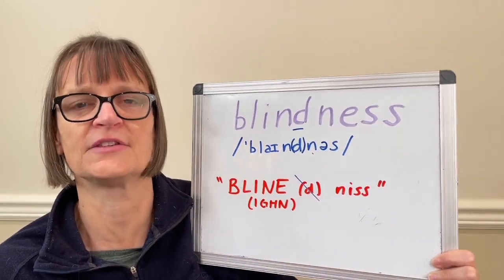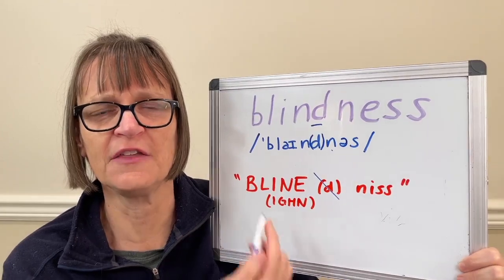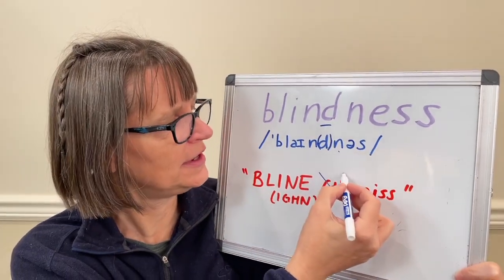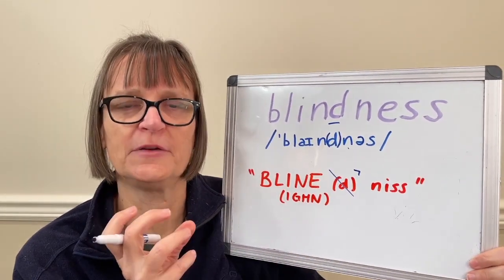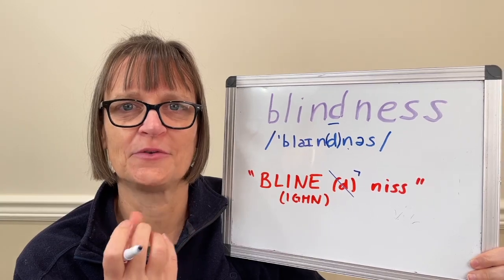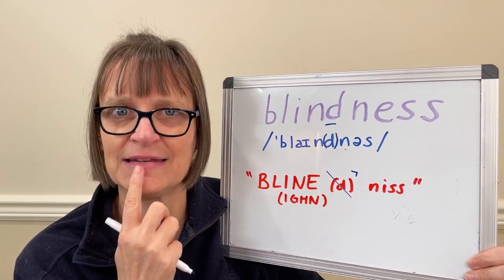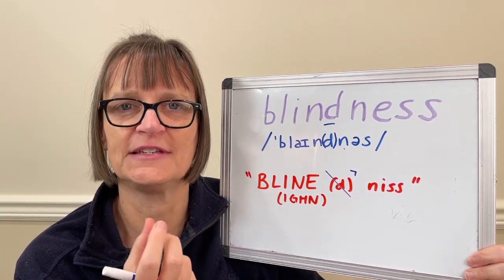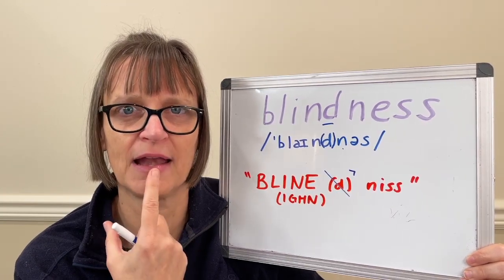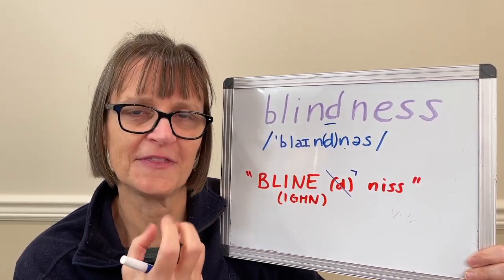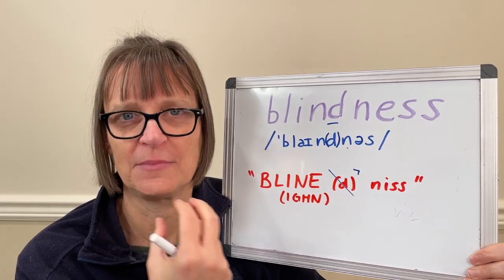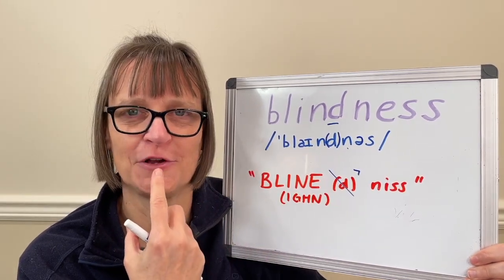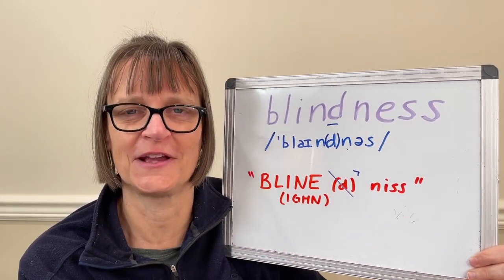Blindness. So either you drop it entirely, or you can sort of make a little bit of a stop without a release. So rather than blindness with a released D, blindness. So I'm stopping the air for that D, but then I'm just staying with my tongue in the closed position and proceeding right to the N.